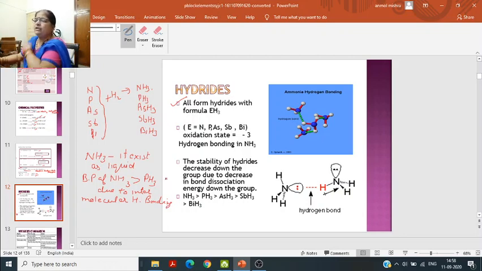Now stability of the hydrides. The stability of the hydrides decreases down the group because of decrease in bond dissociation energy down the group. Because you can see here the size of the elements increases as we move down the group, and the overlapping between the hydrogen and the element will go on decreasing. As a result, we can break these bonds very easily. That is why the stability of the hydride decreases down the group.